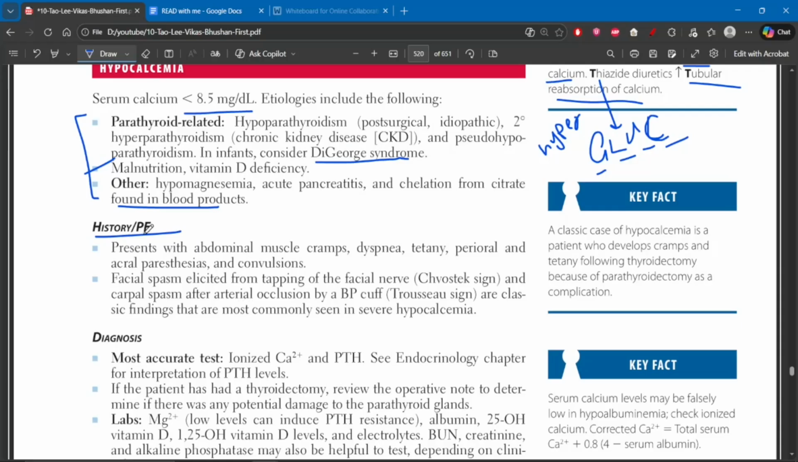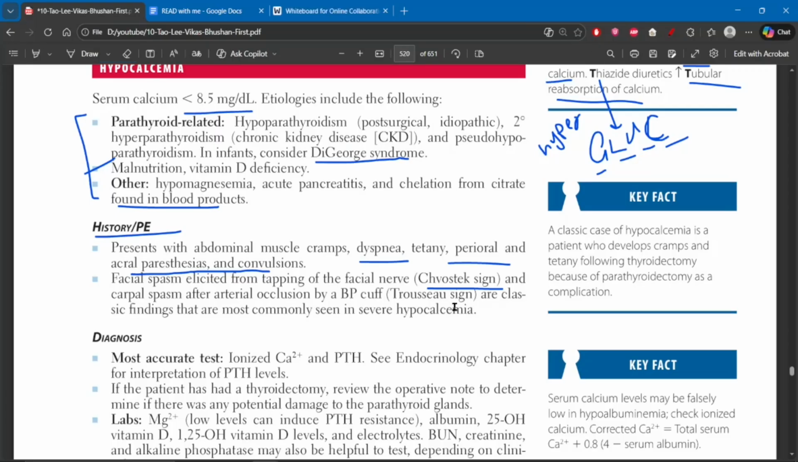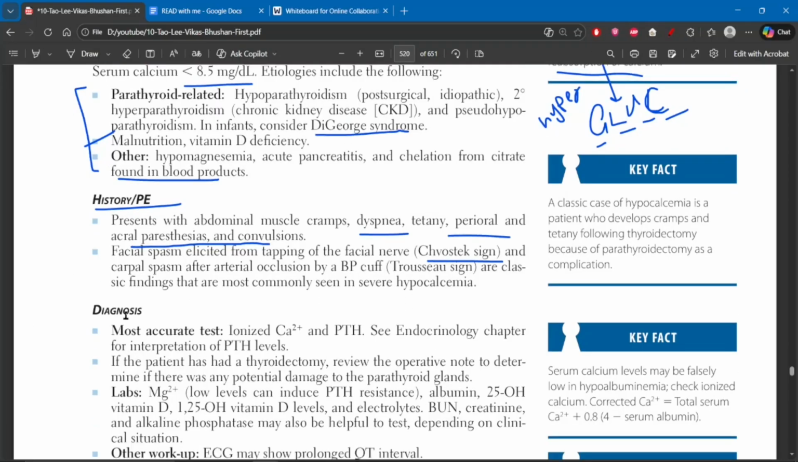So, history and physical examination: the patient will present with abdominal muscle cramps, dyspnea, tetany, perioral and acral paresthesias, and convulsions. Facial spasm elicited from tapping of the facial nerve, which is known as the Chvostek sign, and carpal spasm after arterial occlusion by a BP cuff, known as the Trousseau sign, are classic findings that are most commonly seen in severe hypocalcemia. So these are the physical examination findings that we will get, or how the patient is going to present.